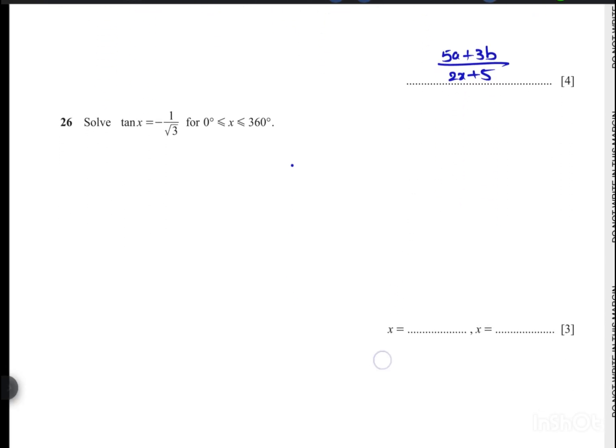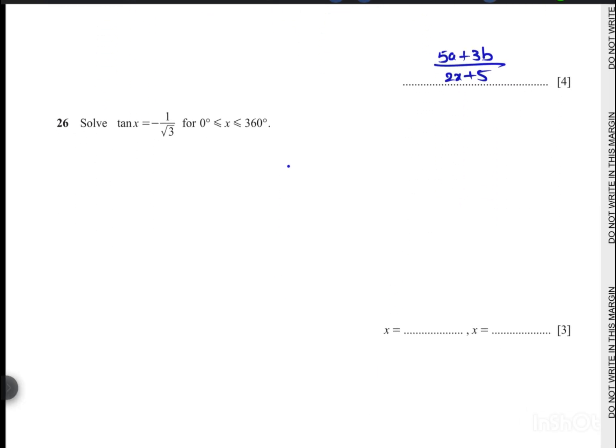Question number 26. This is the last question. Solve tan x is equal to minus 1 by root 3 for 0 degrees less than or equal to x less than or equal to 360 degrees. Now here taking the equation tan x is equal to minus 1 by root 3. This gives you x as x is equal to tan inverse of minus 1 by root 3.